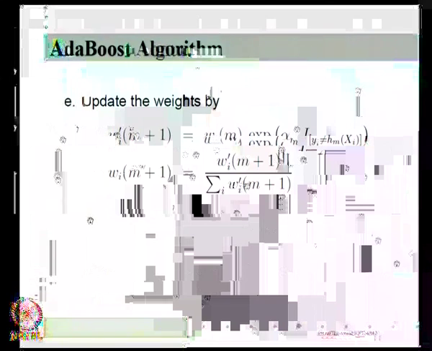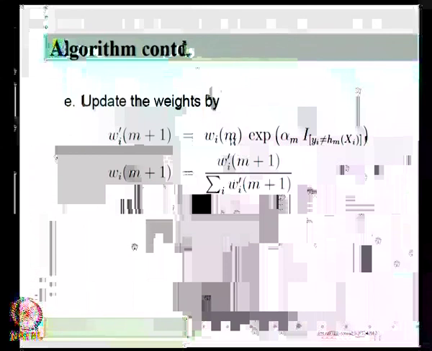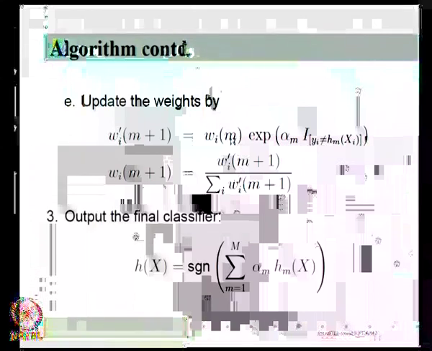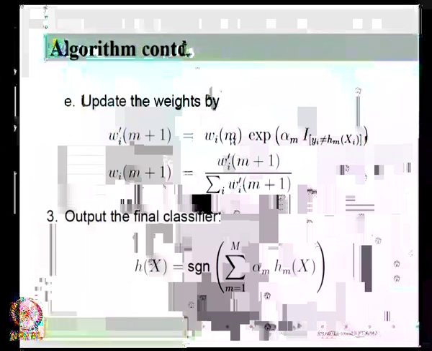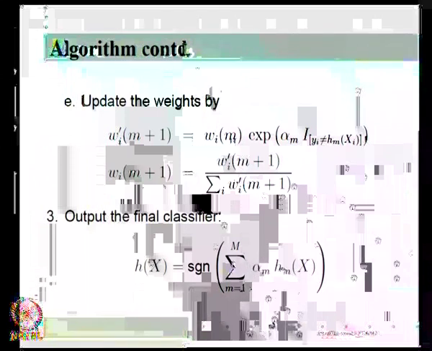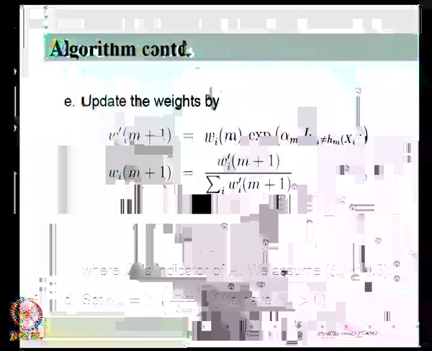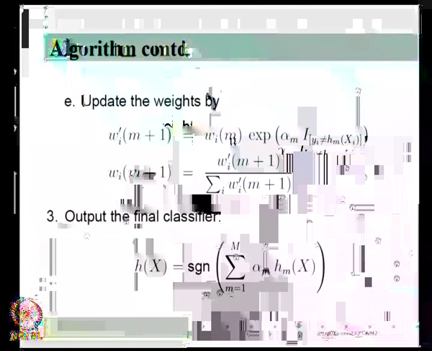So this is what I keep doing for m equal to 1 to M. Once I finish it, I have my final classifier. Mind that each of the hm's is plus 1 or minus 1. If alpha m is not there, as you have already seen, this is simply a majority vote. So I am weighing the votes by αm, and αm is some measure of the accuracy. Okay. But anyway, we will come back to this later. So this is the final classifier. Okay. So this is the AdaBoost algorithm.